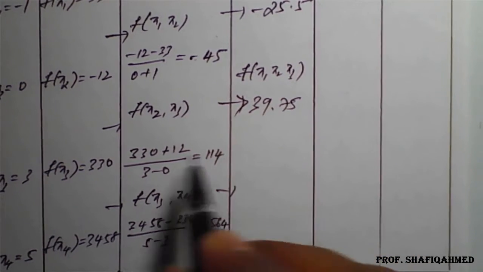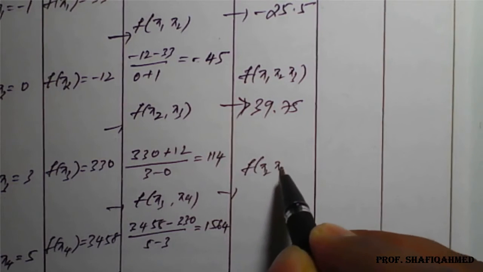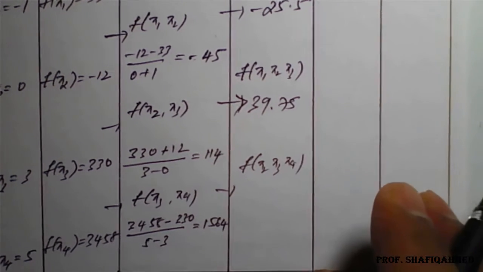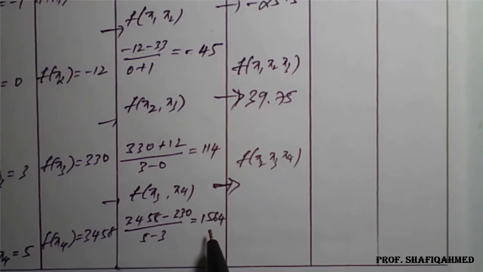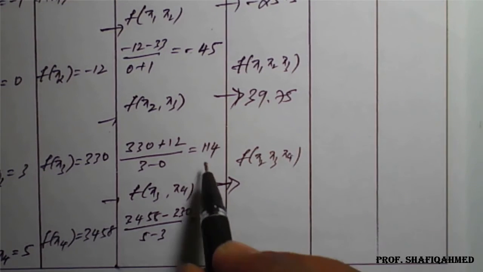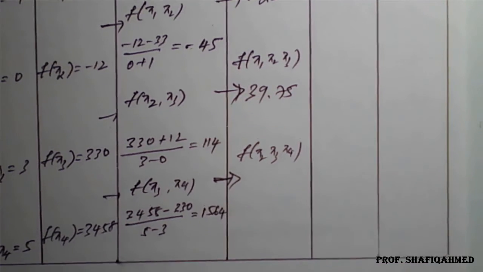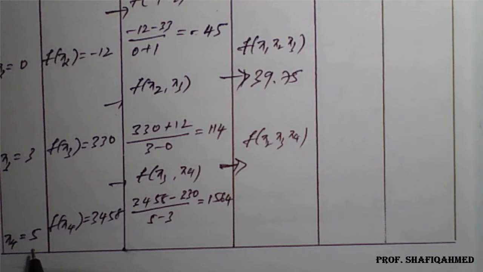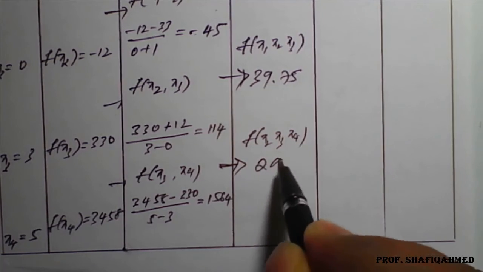Next, to get this result, we are going to get f of x2, x3 and x4 from this calculation, that is 1564 minus 114 divided by x4 minus x2. x4 is 5 minus x2, that is 0. So 5 minus 0, so we'll get here this result as 290.